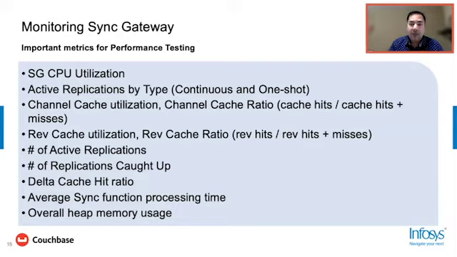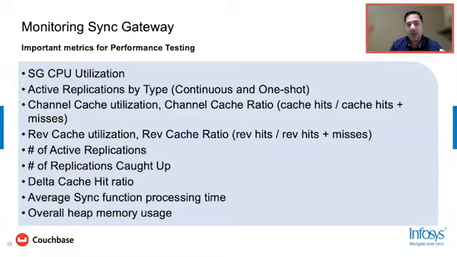I also found it useful to monitor cache utilization, right? So with Sync Gateway, there are two types of caches. There's a rev cache and there's a channel cache. A channel cache is literally what it says, right? It's a cache of all channels. And then rev cache is where your documents kind of get cached.